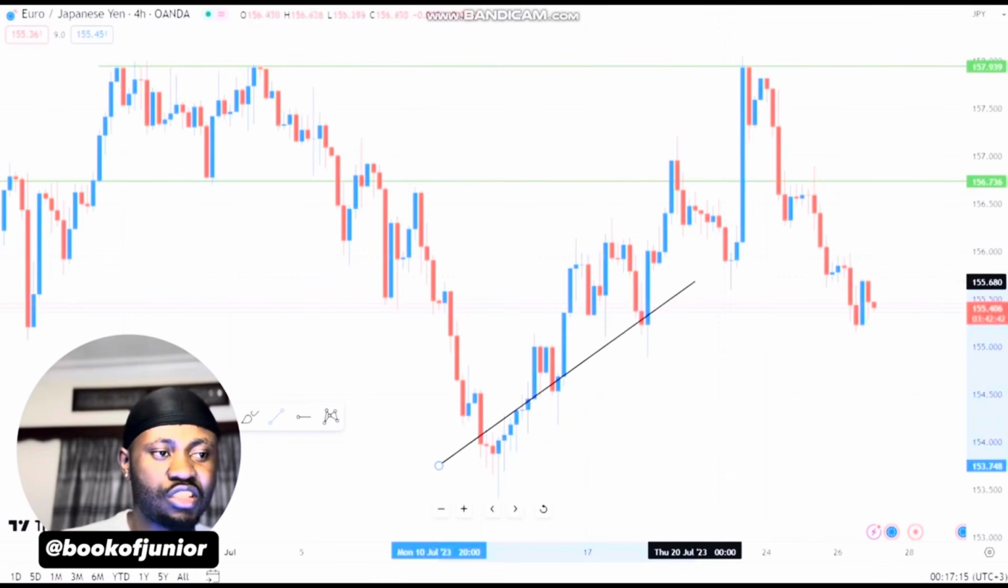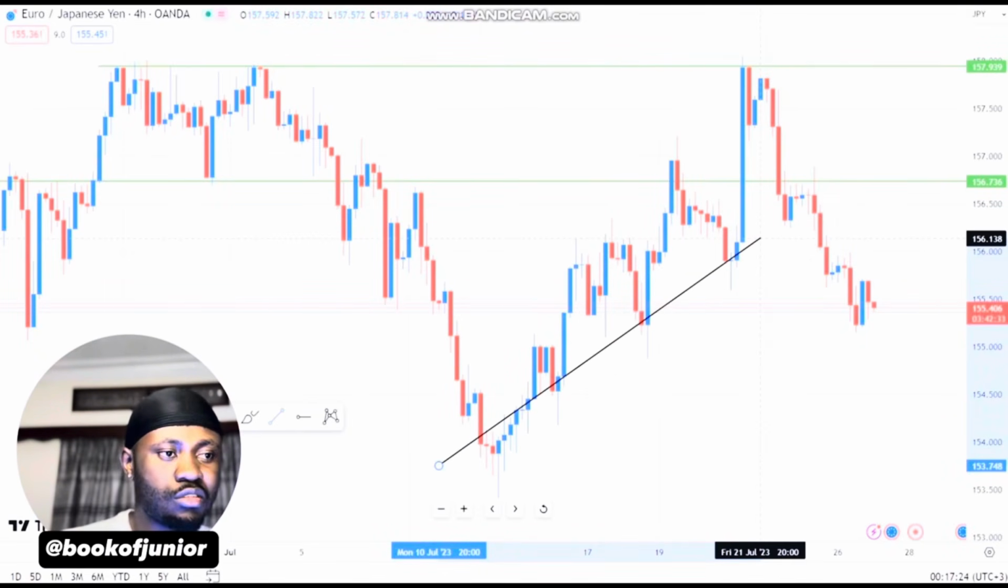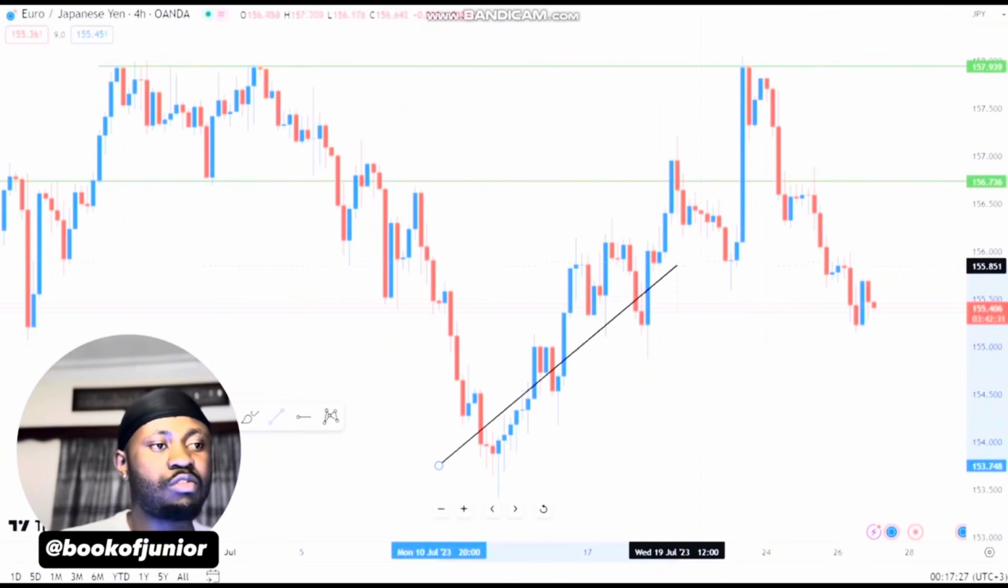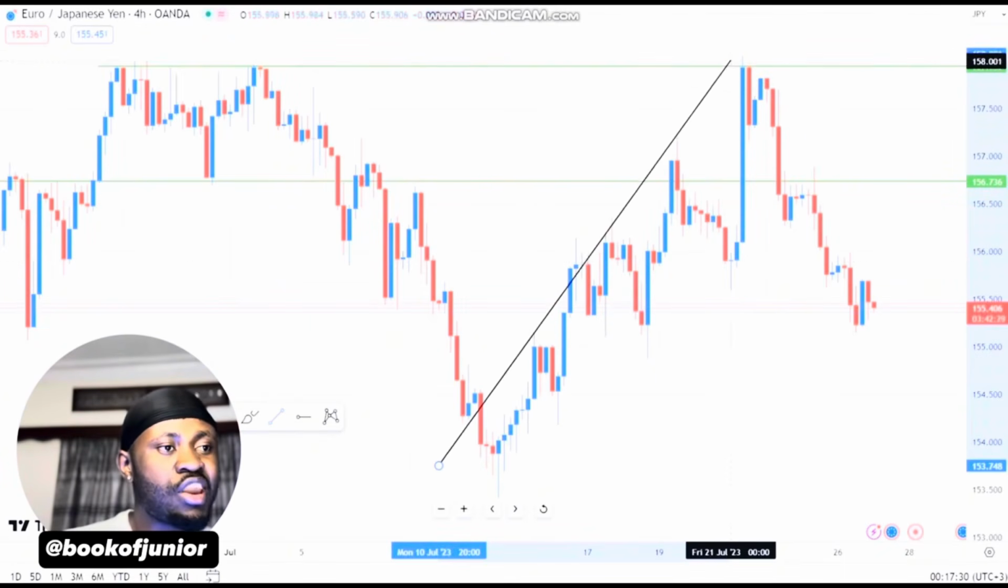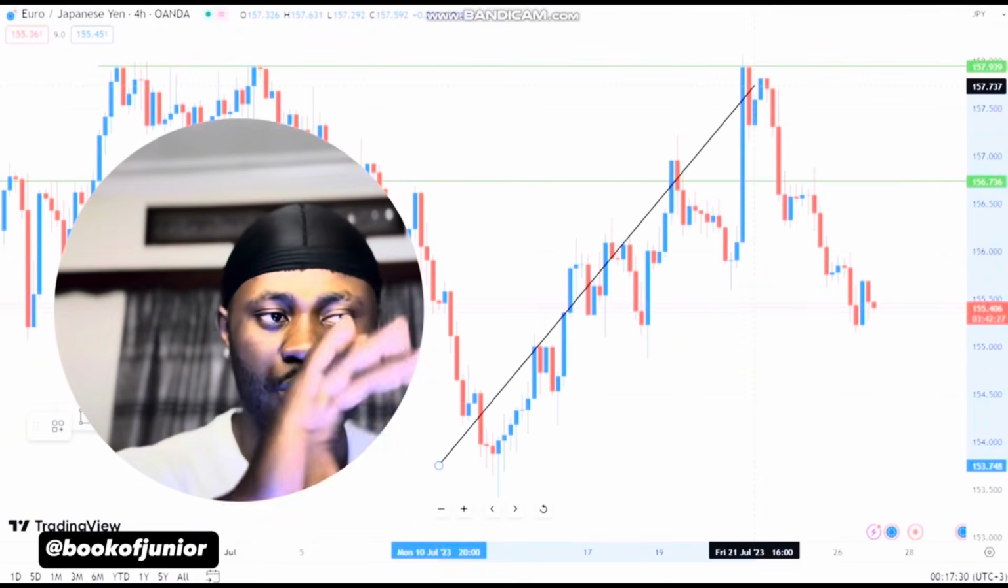So you always have to look out for the major news events and look out for psychological zones, because these are zones that price is going to come to, and then you can make quick money off this. Now for me, since I missed out on my entry up here, guys, I want to show you something very simple.